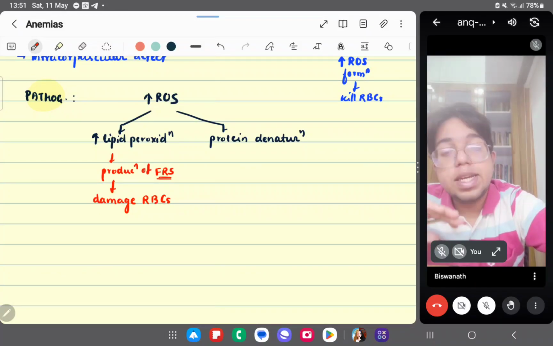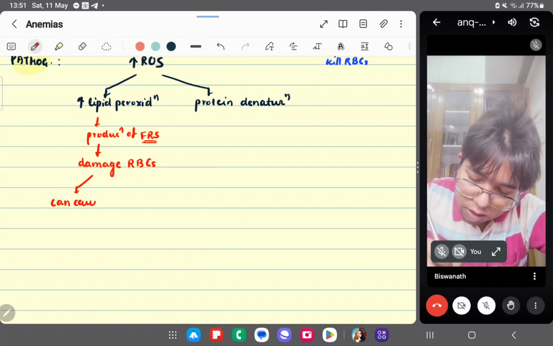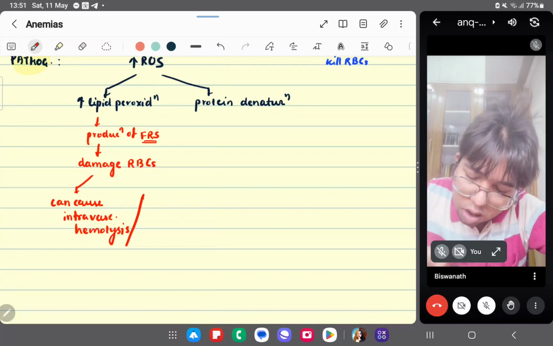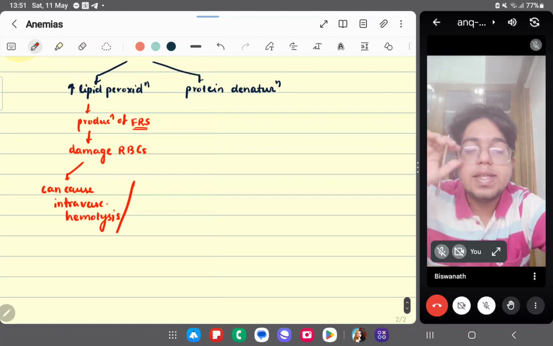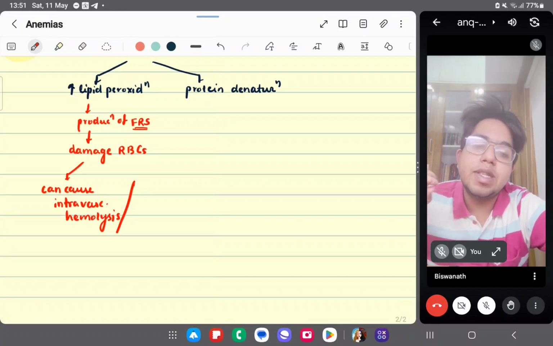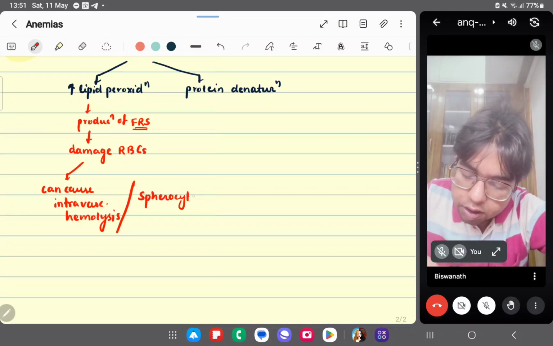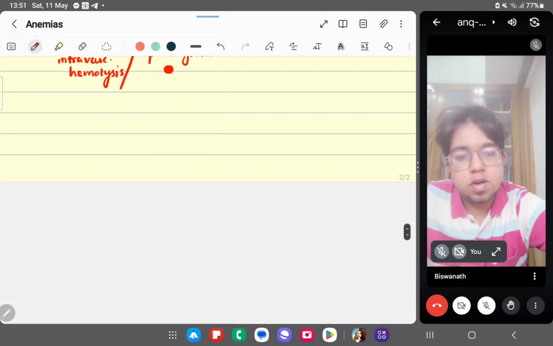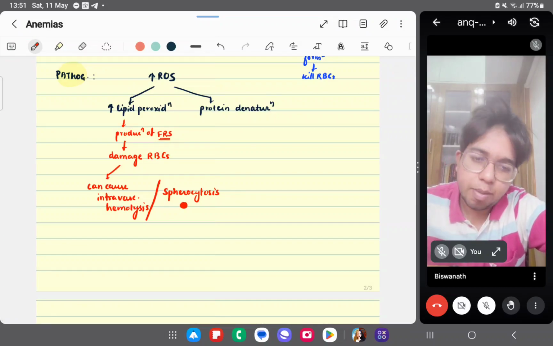Either it can cause intravascular hemolysis, or it can cause spherocytosis. If the concentration of ROS is a little less, then it can only damage the membrane, causing spherocytosis. So you can find spherocytes here also. I told you spherocyte is not a specific finding, it's a common finding, right?